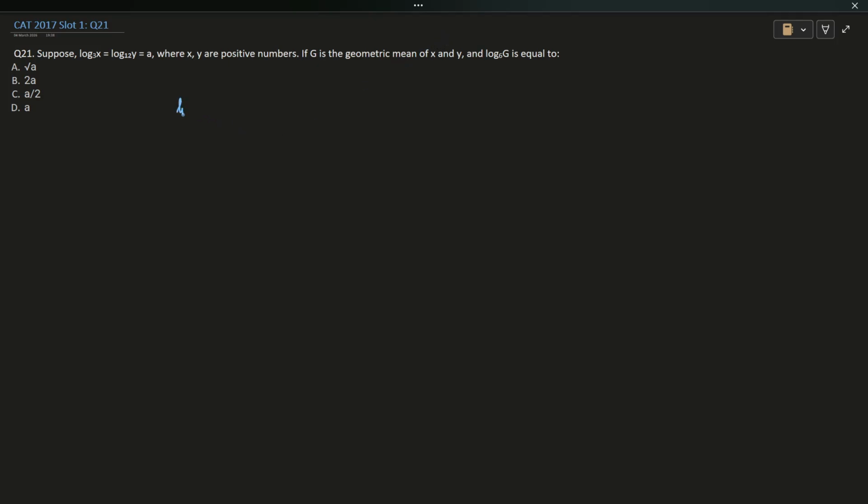So I can write like this, right? Log x to the base 3 is equal to a, and log y to the base 12 is equal to a. From here, x is equal to 3 to the power a, and y is equal to 12 to the power a. Also, g is the geometric mean. So g is equal to the square root of x into y, right?